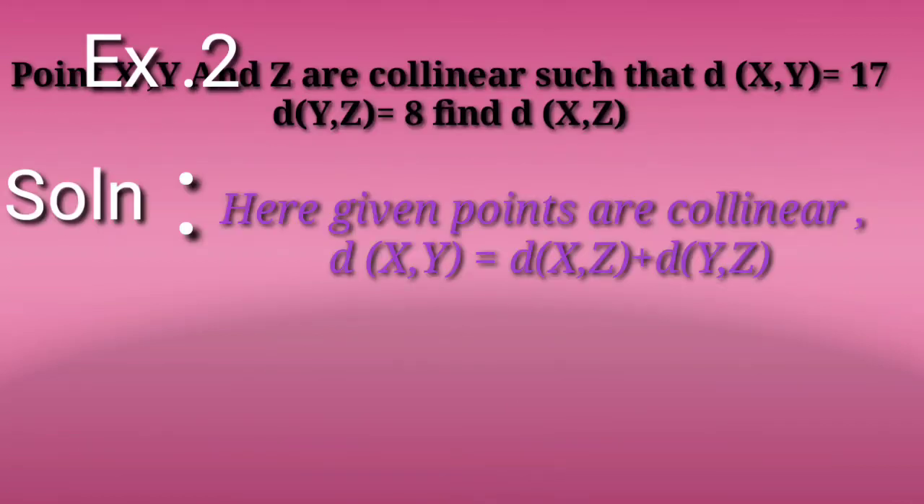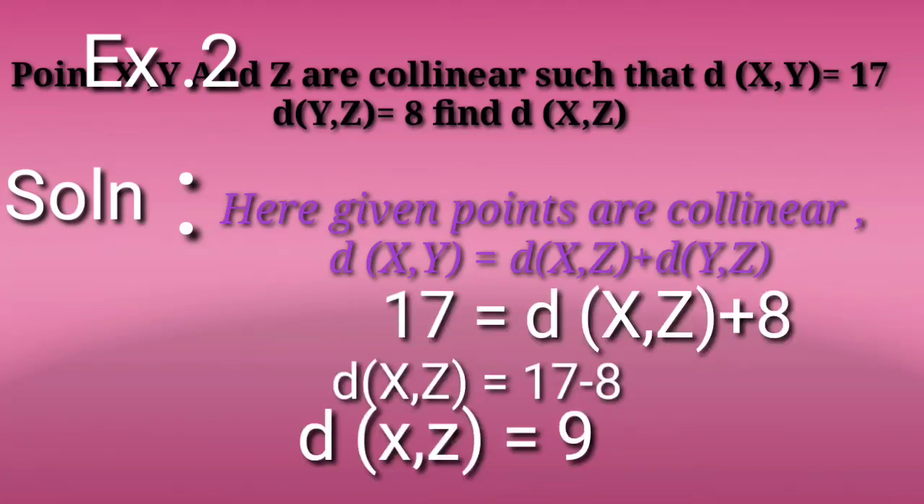and T. Next example which is given here: points X, Y and Z are collinear such that distance XY is equal to 17, distance YZ is equal to 8 and distance XZ is equal to question mark. To find out the value of XZ, on putting the value of all of them, we can get the value of distance XZ, that is equal to 9 units.